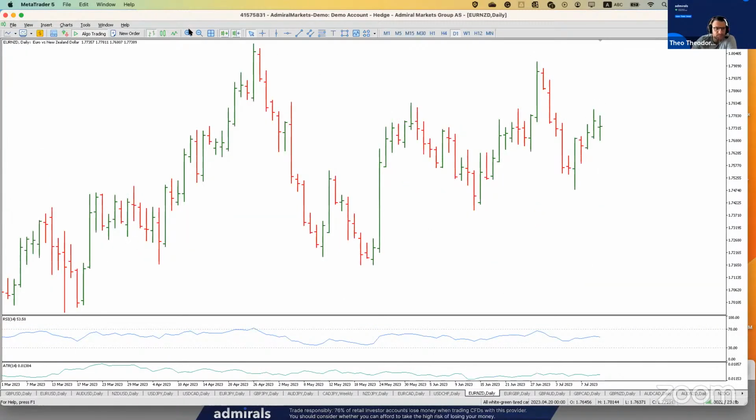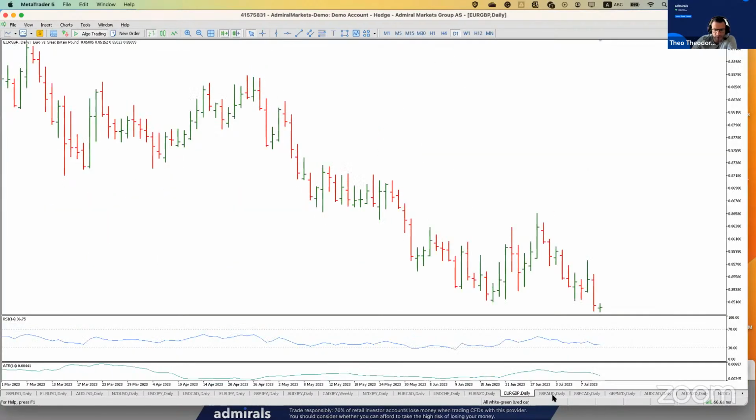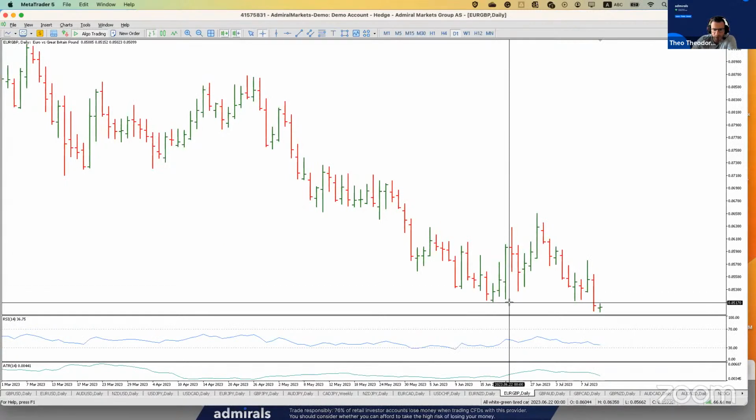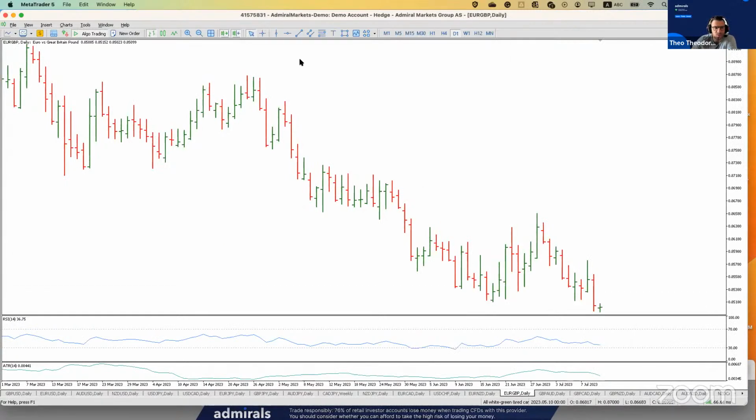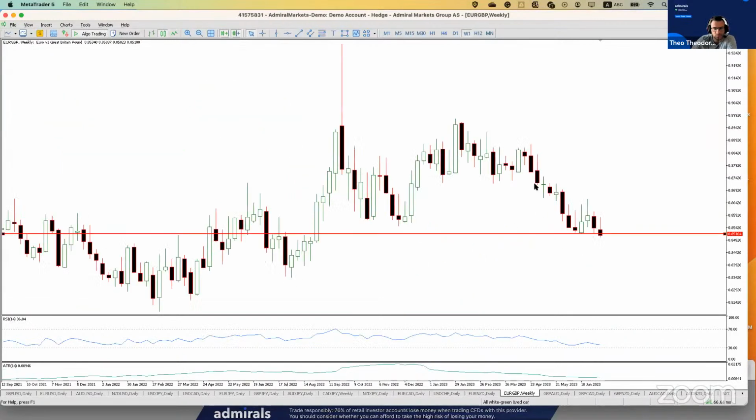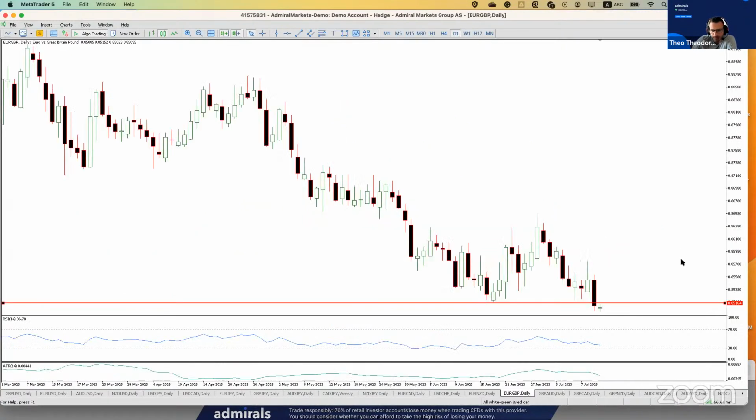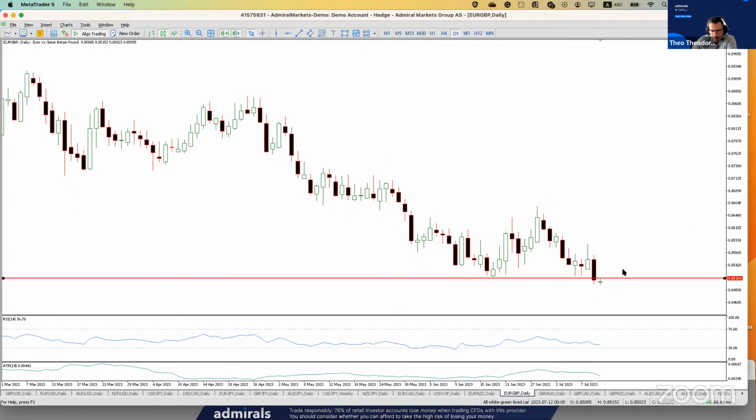Euro, Kiwi. Nothing here. Very messy. Euro, Pound at this support zone here. On the weekly chart, though, the next support is down there. So if we close below, we might be looking to do something to the short side.